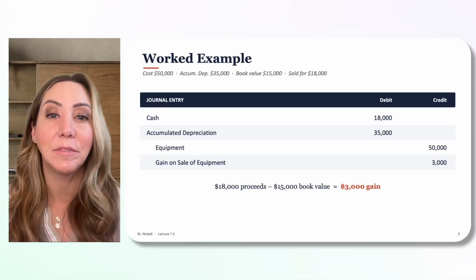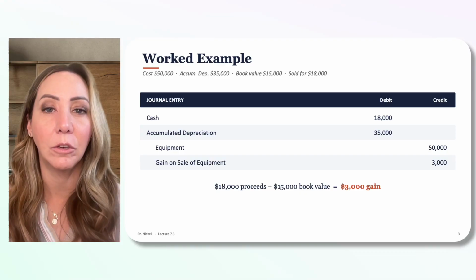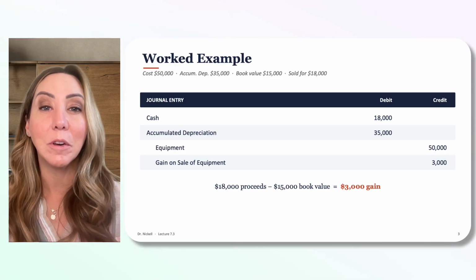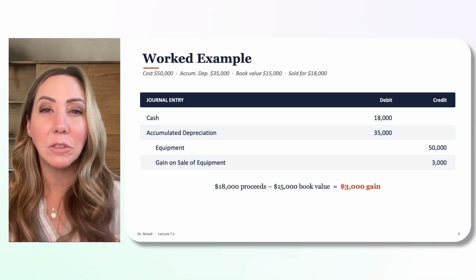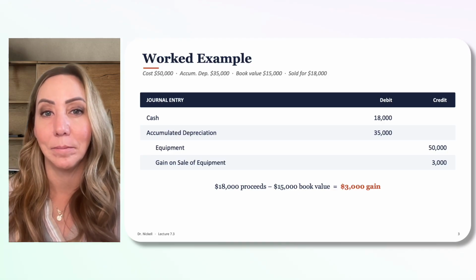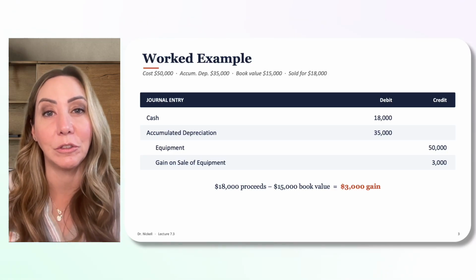We own equipment that costs $50,000 with $35,000 of accumulated depreciation. So its book value is $15,000. And that just means the cost we have yet to allocate. We then sell it for $18,000 cash.